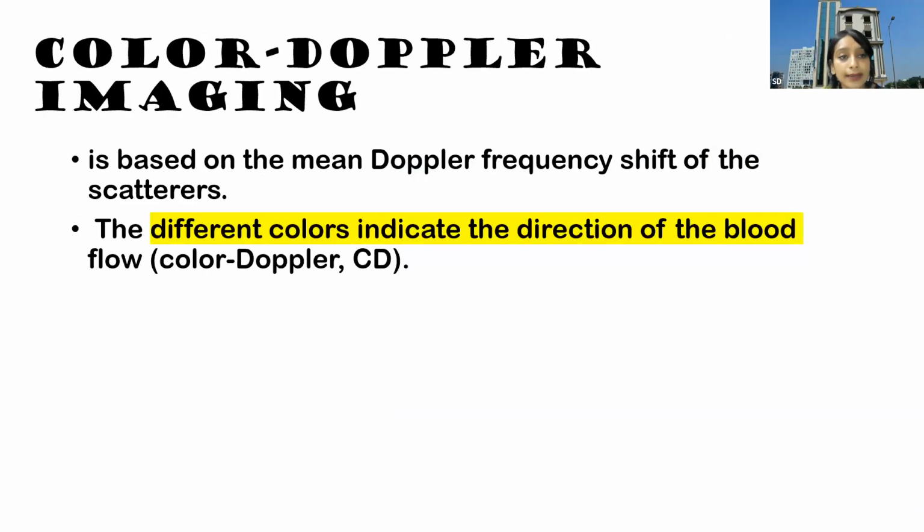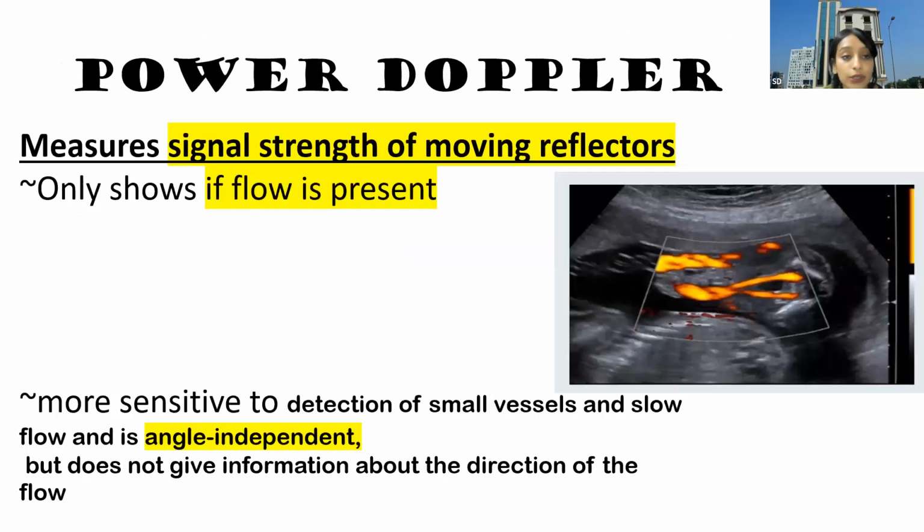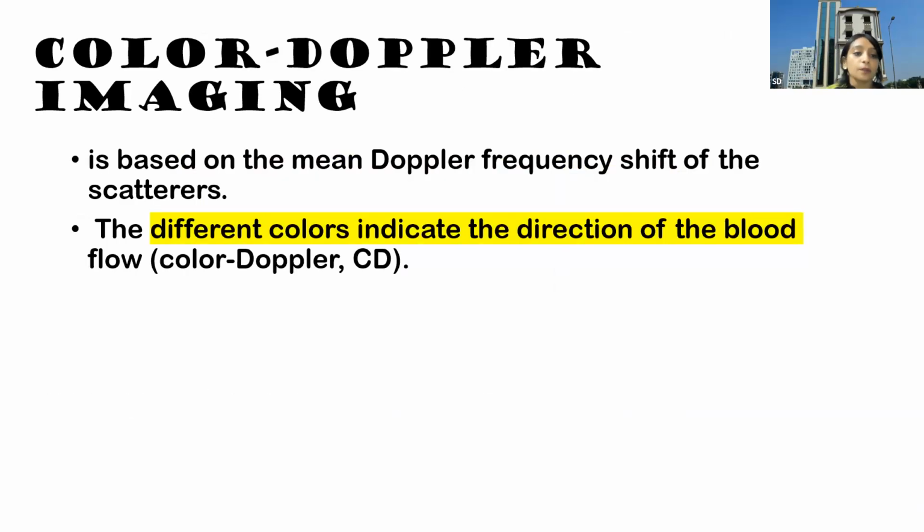There are two types of Doppler that we see and use: color Doppler imaging, and power Doppler. So what is color Doppler? It is based on the mean Doppler frequency shift of the scatterers. Here different colors indicate the direction of the blood flow, which I was talking about.